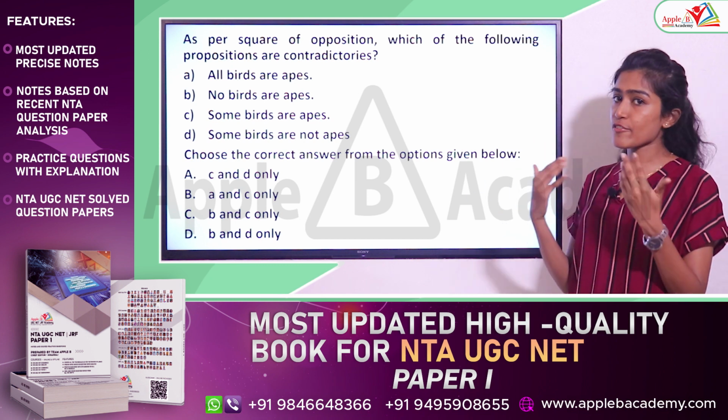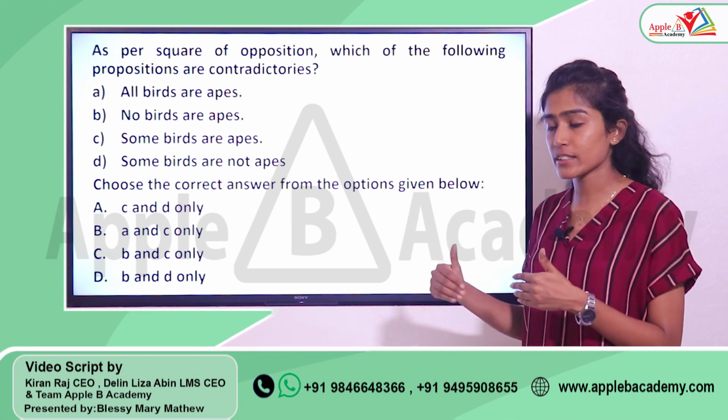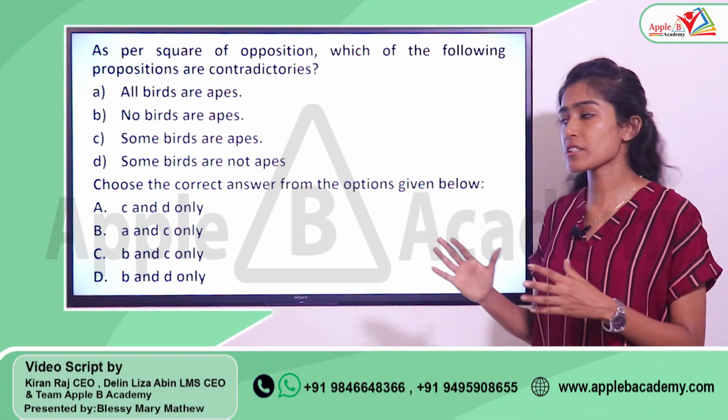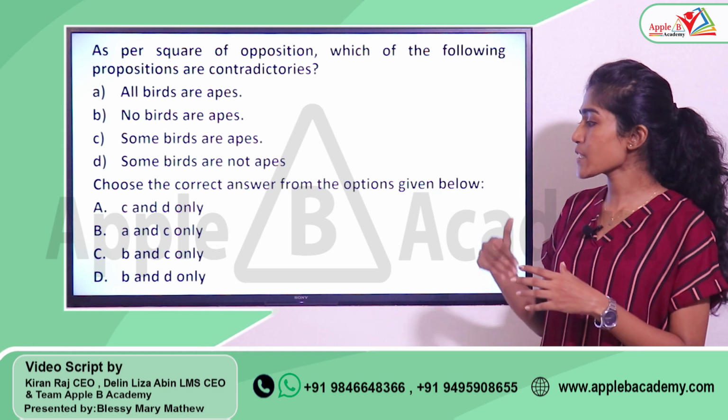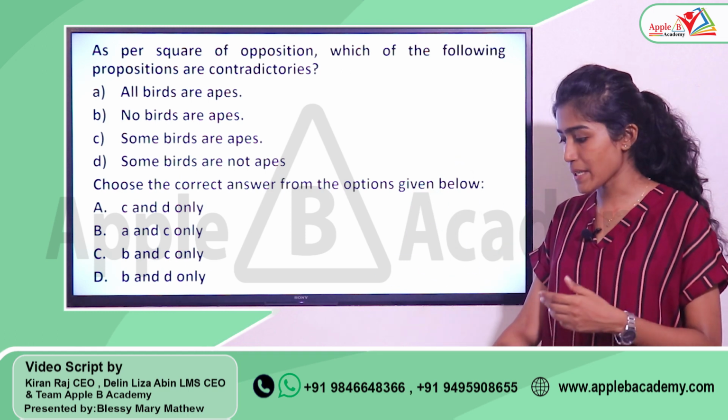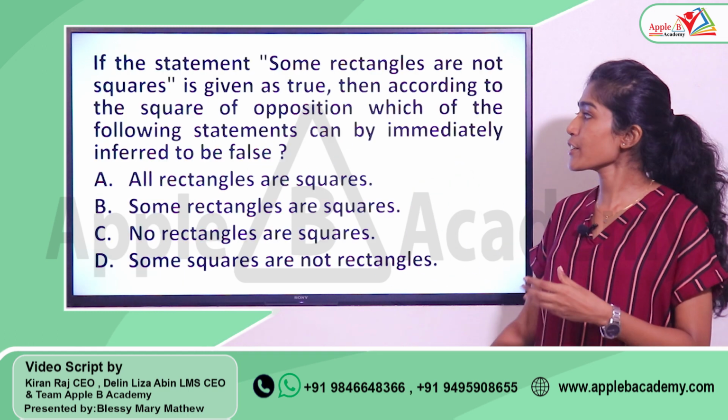Of course we have two pairs, but when we consider this question, we need to look at the combinations that are provided there also. So in that manner, we can go with option C, that is B and C only. Okay, moving to the next question.